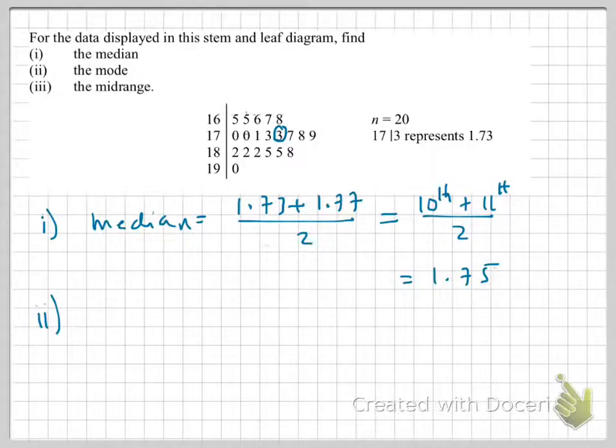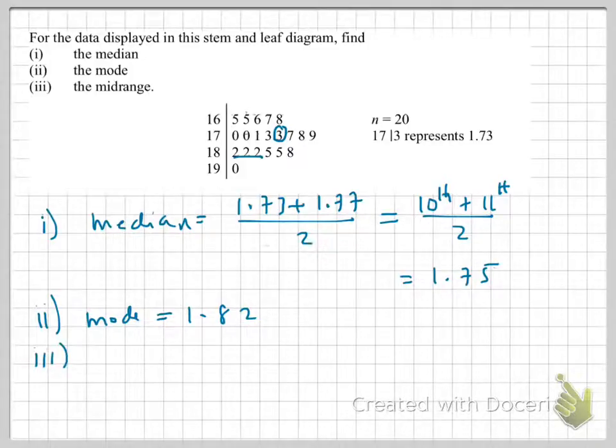and we can see that 1.82 occurs 3 times. So mode is one for the highest frequency, and you get 1.82.